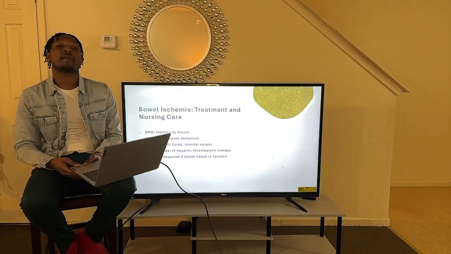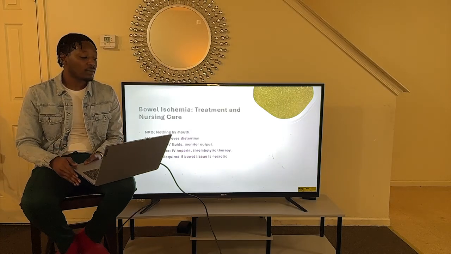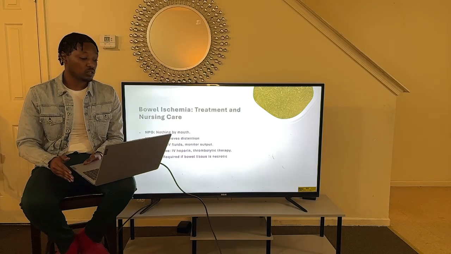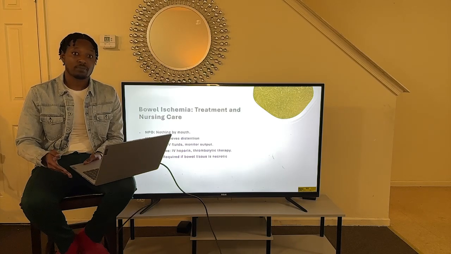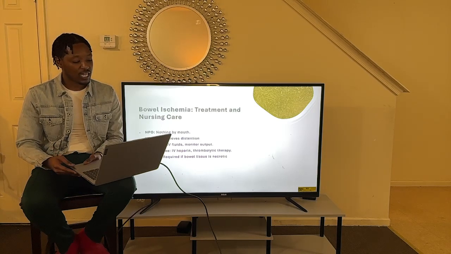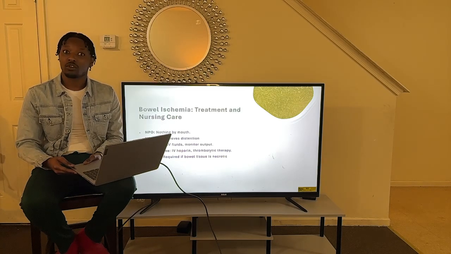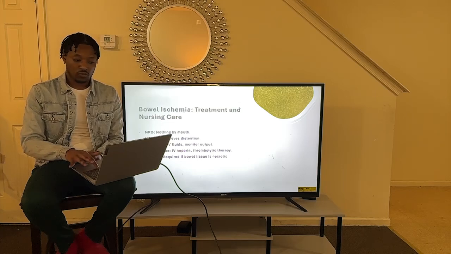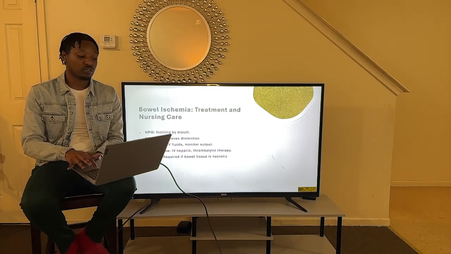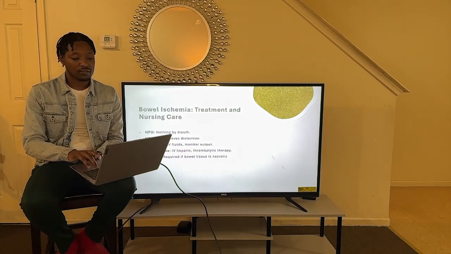For treatment, make sure this patient is NPO, nothing by mouth. They will need an NG tube, which will relieve distension. Hydration, which would include some IV fluids, and monitor the output of their urine. Some medications would include IV heparin and thrombolytic therapy. Surgery may be required if the bowel tissue is necrotic. So if you let that tissue die, then surgery for bowel ischemia may be needed.